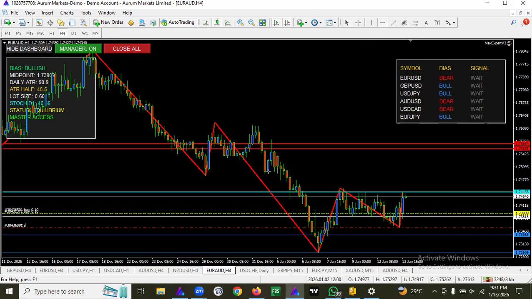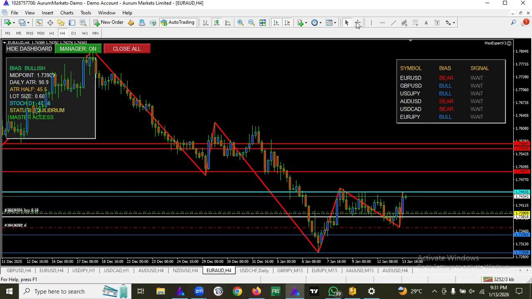This support turned resistance would be my first target. From this point to this point, that's about 100 and something pips. Once price gets to this level, I would take at least 70 to 80% of profit, or I should be out of the trade at this point. 103 pips, that's much.